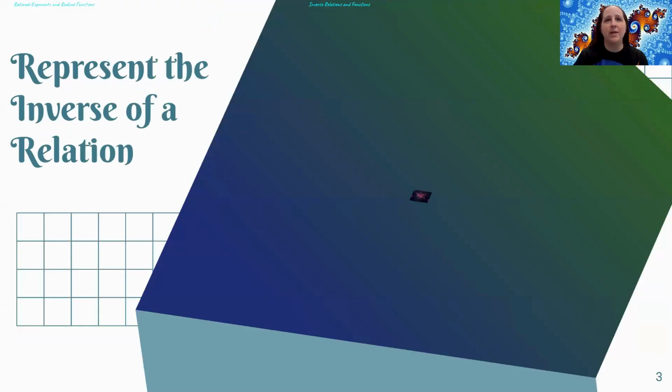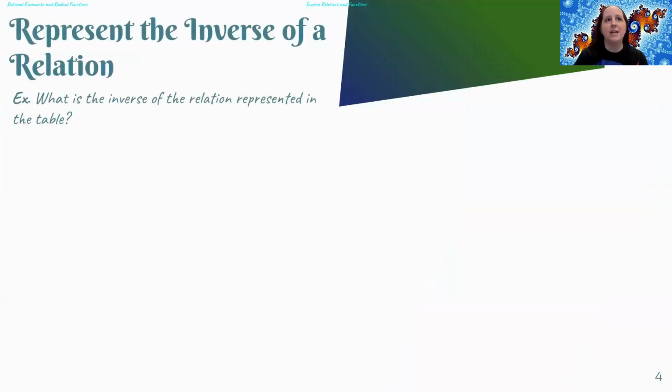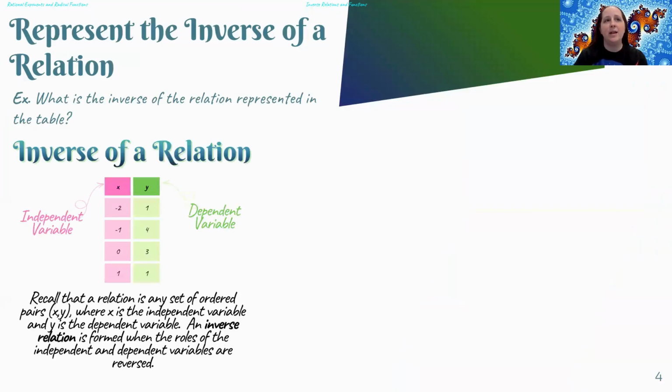Represent the inverse of a relation. What is the inverse of the relation represented in the table? So I have an inverse relation, so I can recall that a relation is any set of ordered pairs x, y, where x is the independent variable and y is the dependent variable. An inverse relation is formed when the roles of the independent and dependent variables are reversed. So basically, I change my x and my y, I just flip-flop them.